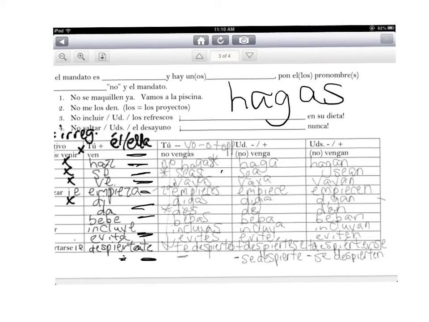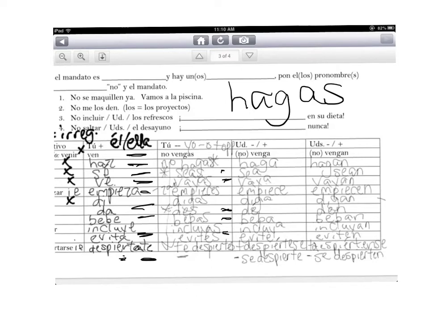There are some irregulars. Ser, ir, dar, and then a couple more. Saber, estar, and haber are irregulars. So like with beber, the yo form is bebo. You take off the o and give it the AR ending, so it's no bebas. Evitar is no evites with an es.